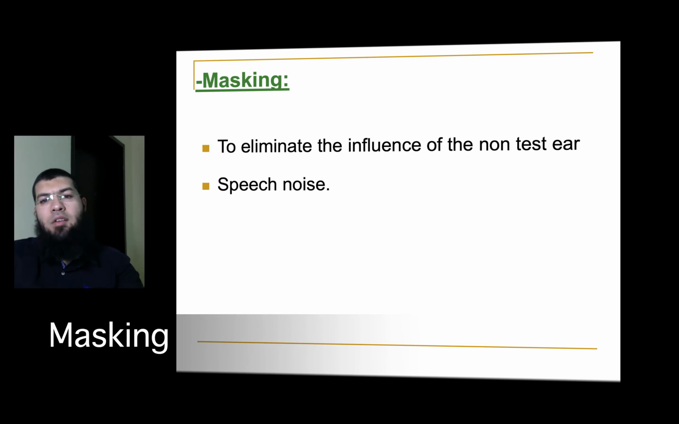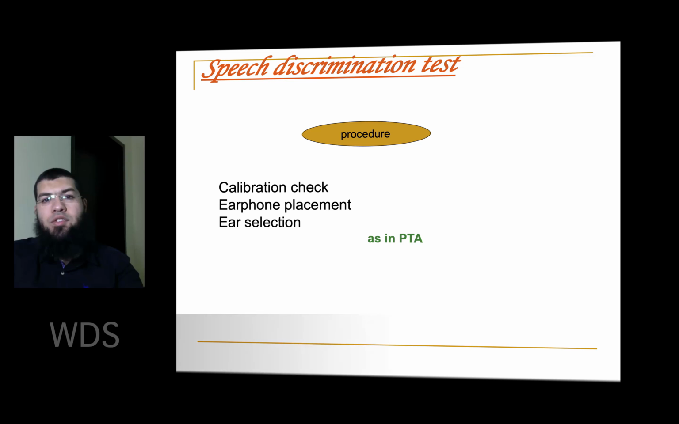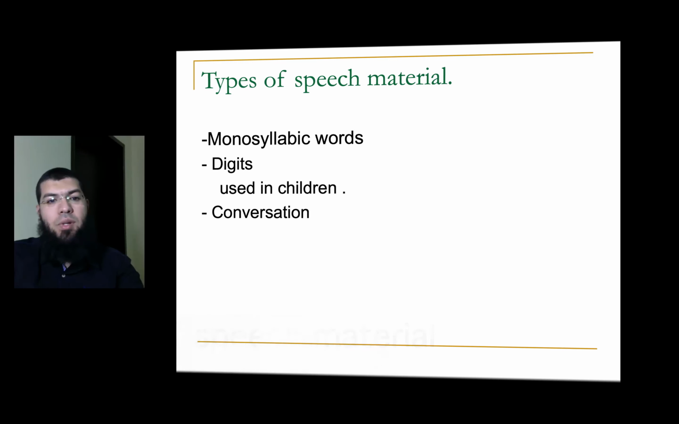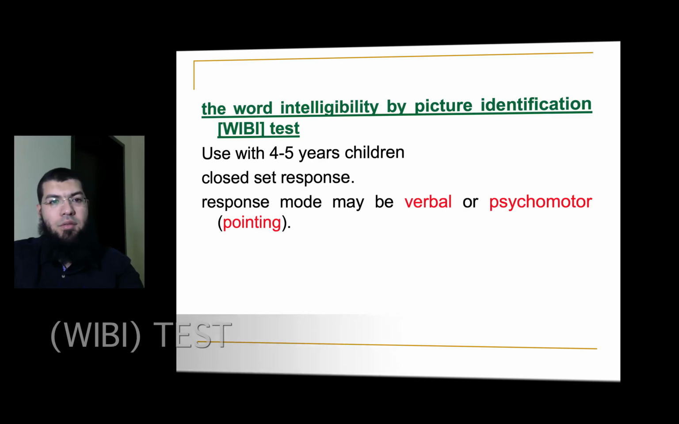Masking is used to eliminate the influence of the non-test ear, using speech noise. Speech discrimination score test procedure: calibration check, earphone placement, and ear selection as in pure tone audiometry. The speech materials used are monosyllabic words, or digits used in children or conversation.